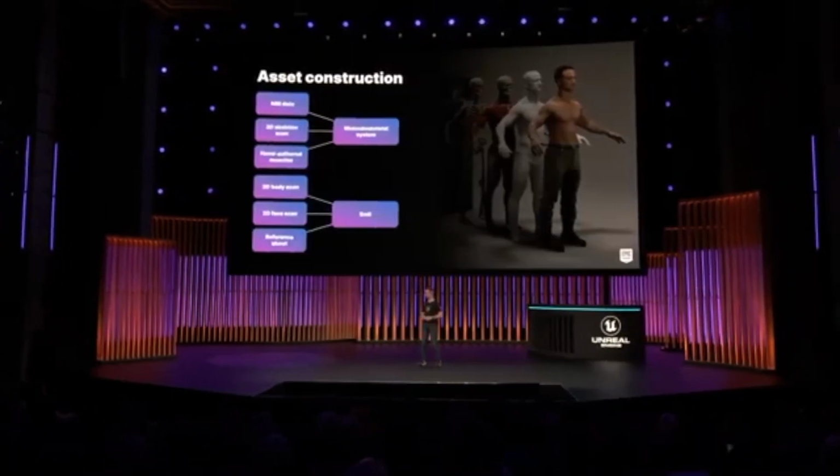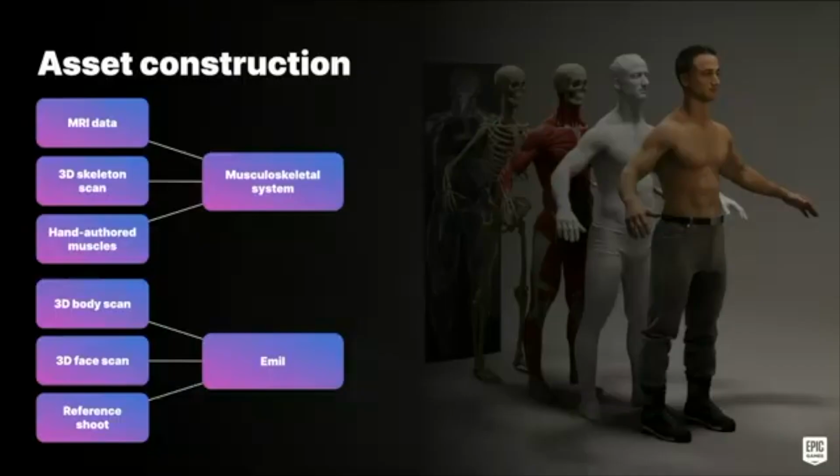So this is our character. His name is Emil. He is an anatomically correct digi-double. He was authored from 3D scan data of head and body, and we also captured full body MRI data, and we used this to help build and validate our musculoskeletal system. This was taken into Houdini, where we work closely with our friends at Side Effects to set up full muscle and flesh simulation.